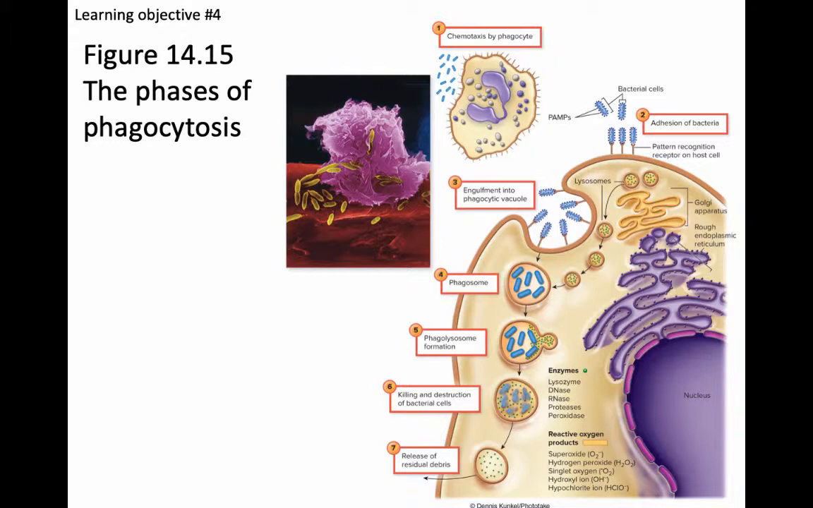And then in step 7, debris from this degradation of the microbe is released outside the phagocyte. So the phagocyte, this cell of the second line of defense, has successfully found the invading pathogenic microbe, engulfed it, and destroyed it. So it's now cleared it from the host.